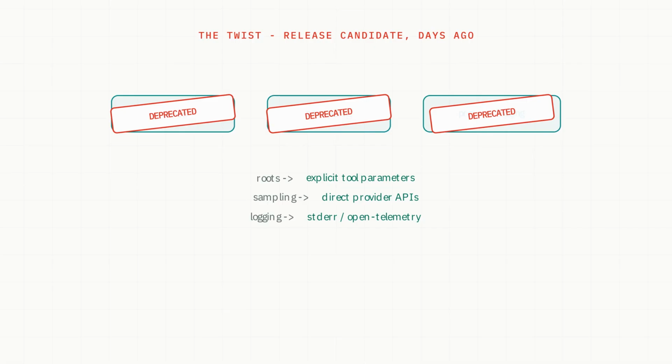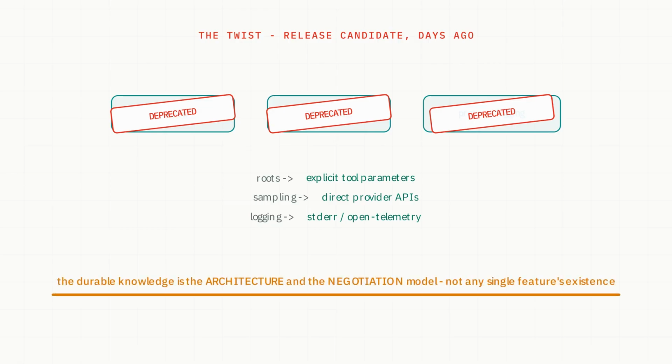The lesson for a builder is bigger than the details. MCP is a young, actively governed protocol. Features can and do get retired, and the durable knowledge is the architecture and the negotiation model, not any single feature's existence. Which is exactly why the next chapter matters most.